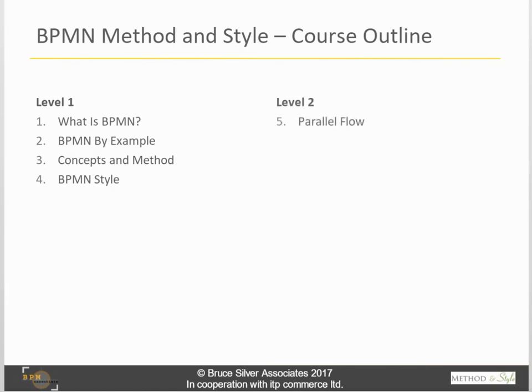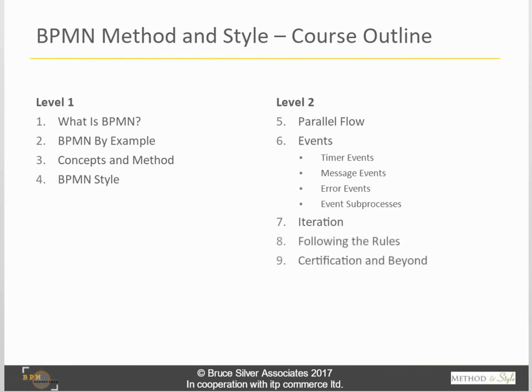In Part 5, we move on to Level 2, starting with parallel flow, splits and joins. In Part 6, we talk about events. An event is a signal that something happened, and BPMN lets you show in the diagram how the process responds to that signal. We focus on timer, message, and error events, the ones most frequently used in practice. Part 7 on iteration is a very subtle topic, but critical for dealing with batching issues that often arise in real business processes. Parts 8 and 9 are short. Part 8 deals with how to use the validation feature of the tool, and Part 9 details the certification procedures.